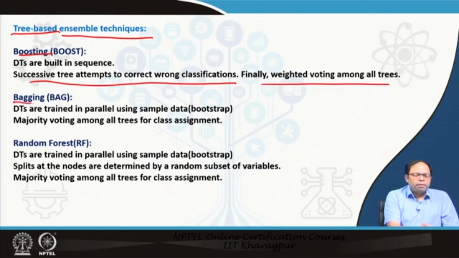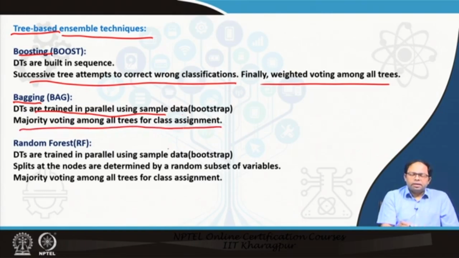Then we have bagging, in this process decision trees are trained in parallel using sample data. Sample data is generated by bootstrapping. Bootstrapping is a method where from a small number of samples we can create many samples following some distributions, and decision trees are trained on this particular data, and in parallel many decision trees are built, and majority voting among all the trees is taken as the class this particular data or tuple belongs to. So, based on that we will take the decision.